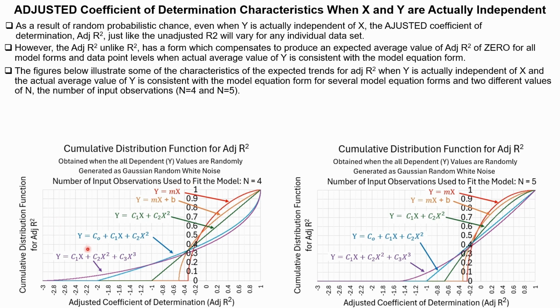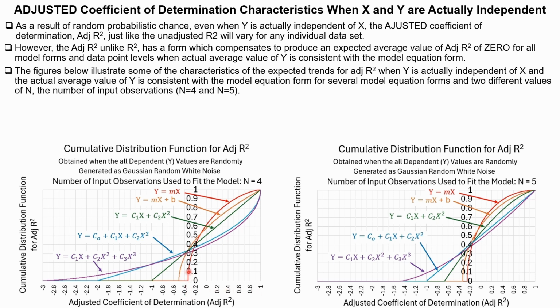The figure in the lower left shows some examples of the cumulative distribution function for adjusted r squared when the number of observations is 4, and these are the model equation forms used. In all cases, the average adjusted r squared value is 0. One can see that when n is not much greater than p, for example, when n is 4 and p is 3, as in the purple curve, the adjusted r squared value can range from -3 to 1. And for the model equation form shown in red, when n is 4 and beta-intercept is 0, the adjusted r-squared value ranges from -1/3 to 1.